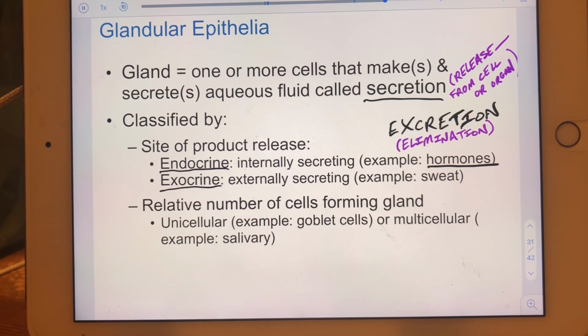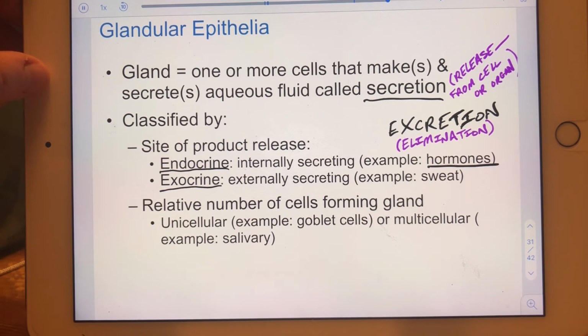Exocrine glands secrete their products externally. They're sending their products to the outside of the body. A great example of an exocrine gland would be a sweat gland. Another example would be a sebaceous gland. We can potentially have unicellular glands, believe it or not, and we can have multicellular glands. Endocrine glands are all multicellular, whereas exocrine glands can be either unicellular or multicellular.